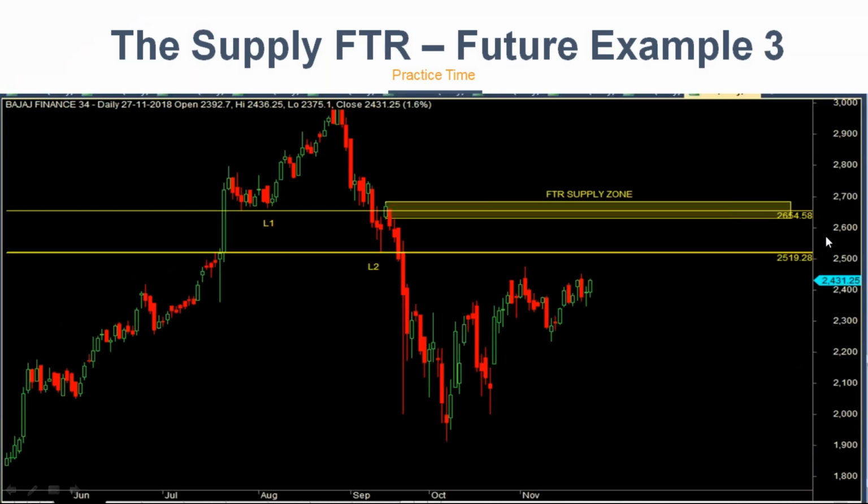Next, FTR supply zone. Support 1. Support 1 broken. Support 2 formed. Support 2 broken, went back, formed an FTR supply zone. And why do I like this zone? Can somebody tell me why this zone looks cute to me?